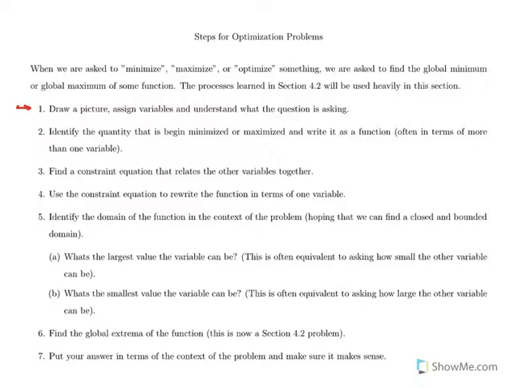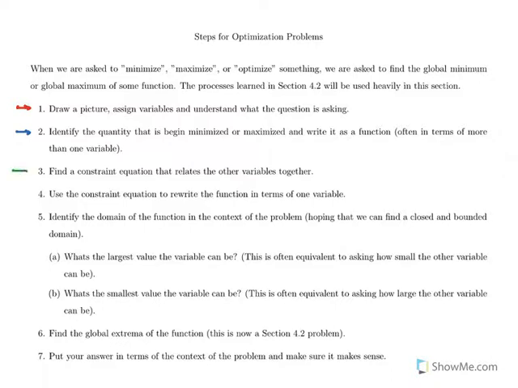The next step is to identify the quantity that's going to be minimized, maximized, or optimized, and we're going to write it as a function. So we might be trying to maximize area. We're going to identify area and try to write it as a function. We might be trying to minimize cost, and we're going to try to write cost as a function. When we do this, we're probably going to have the function written in terms of more than one variable. We're going to have area equals length times width. And that's going to be an issue, because we don't know how to deal with functions in two variables, so we need to translate that into a function of one variable.